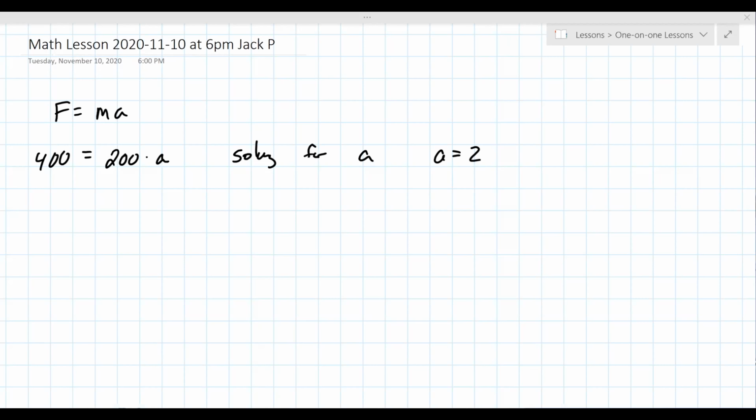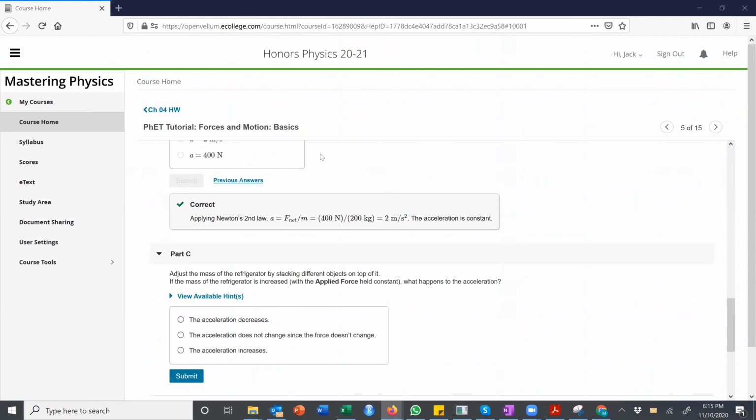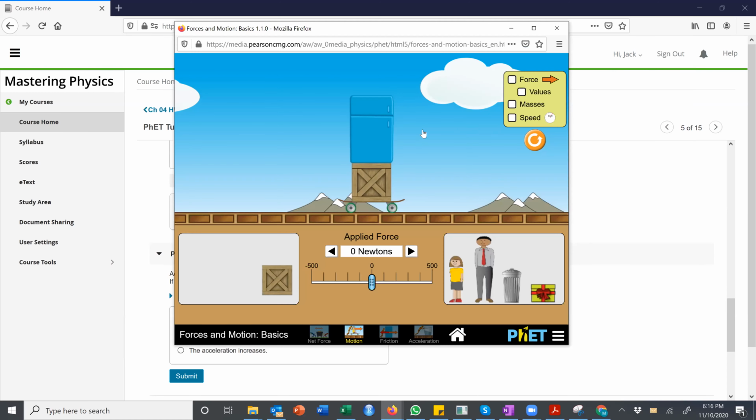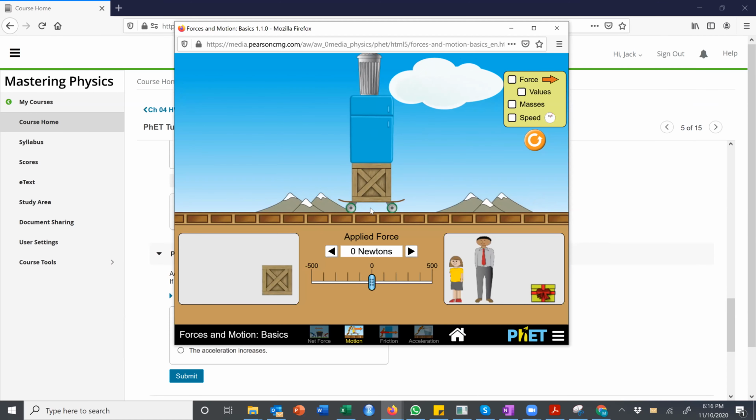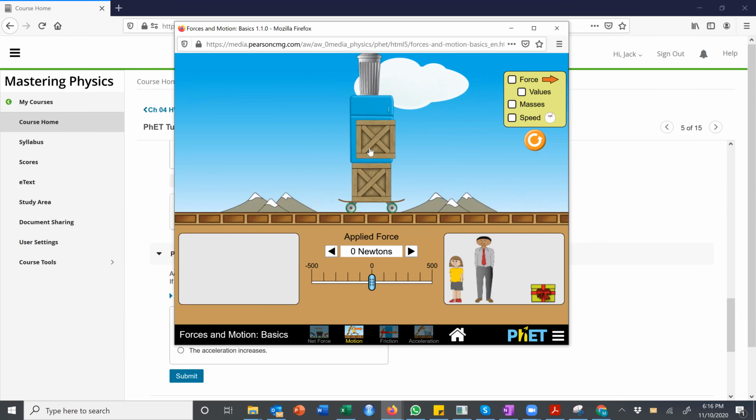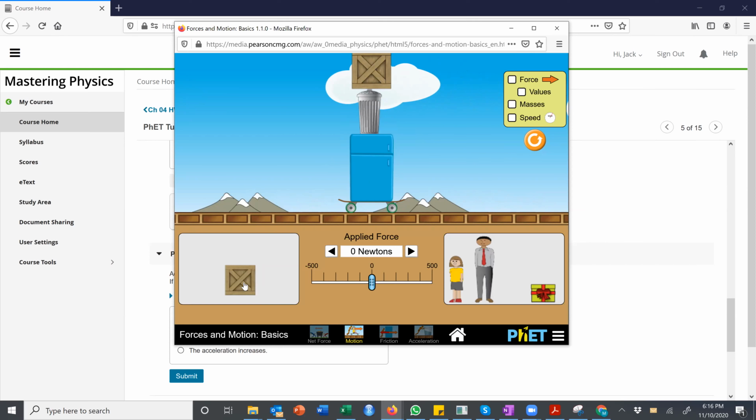Okay. Part C. Adjust the mass of the refrigerator. So let me do a new share. It says adjust the mass of the refrigerator by stacking different objects on top of it. If the mass of the refrigerator is increased, what happens to the acceleration? I don't even know if you can see this or not. I can see it.